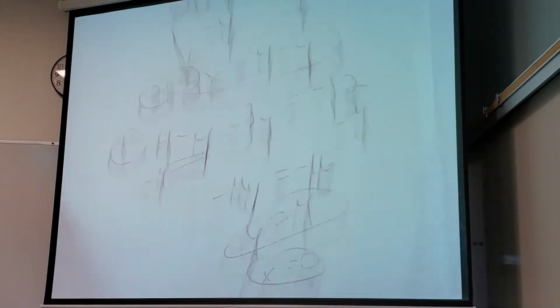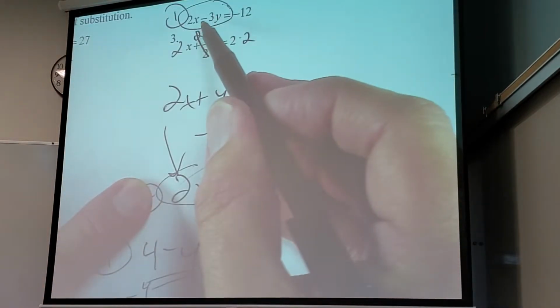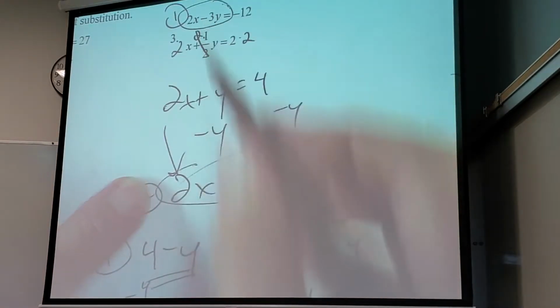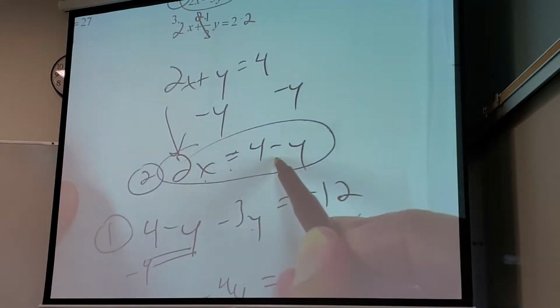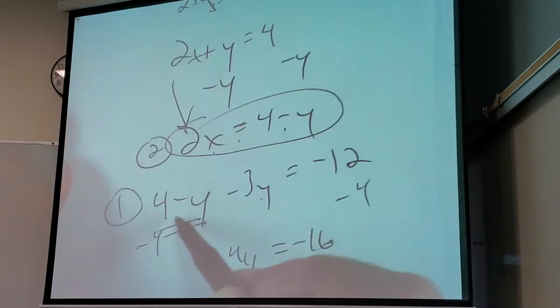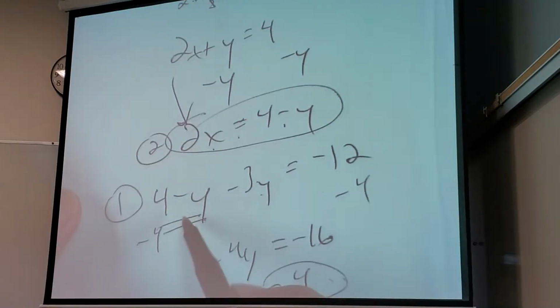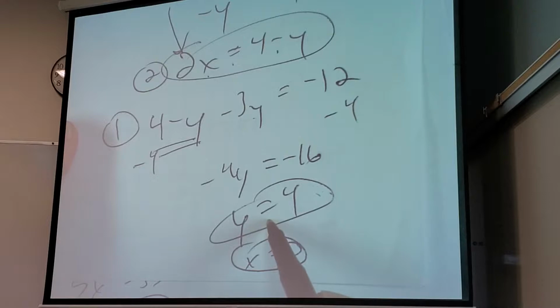Right? And why did I do that? Because there's a 2x in that first equation. Right? So now I know 2x is 4 minus y. That's what that says. So in the other equation, I can replace 2x with 4 minus y, right there. Is that cool? So right there, I replaced it. Then I just solve for y.